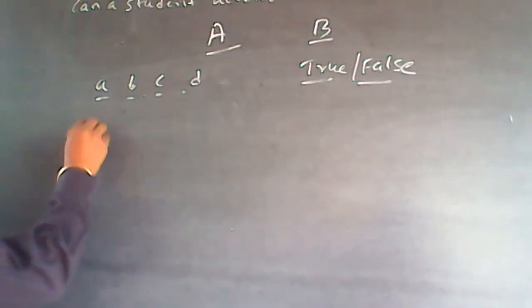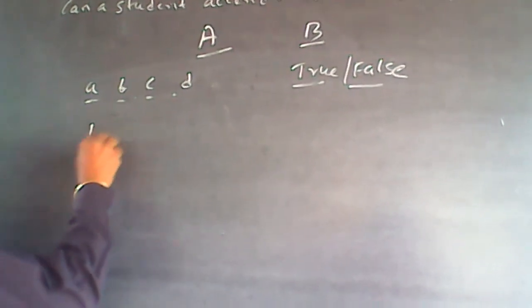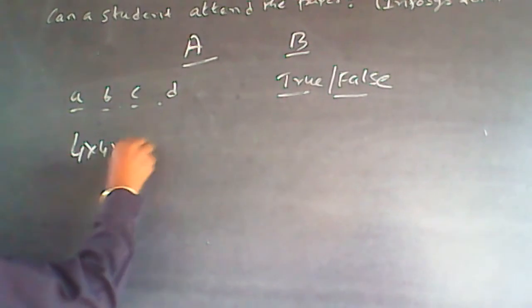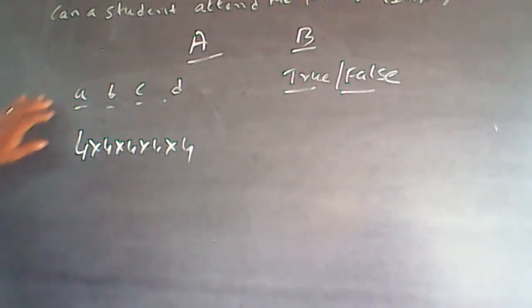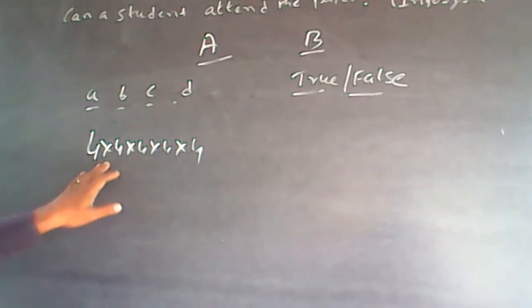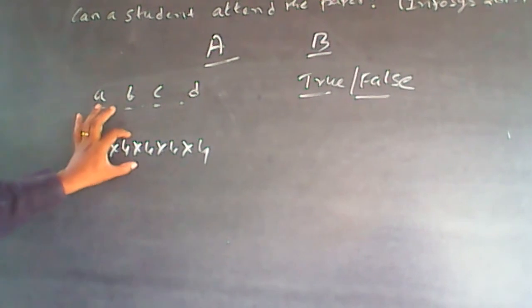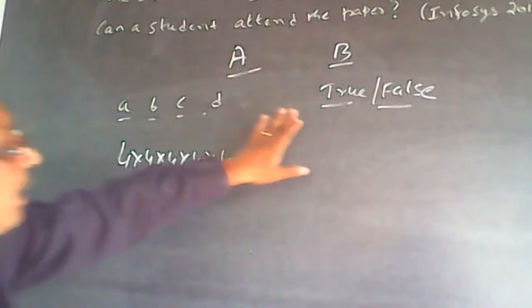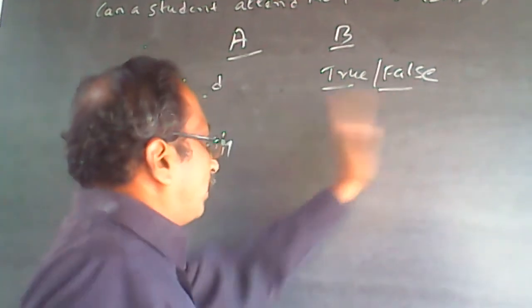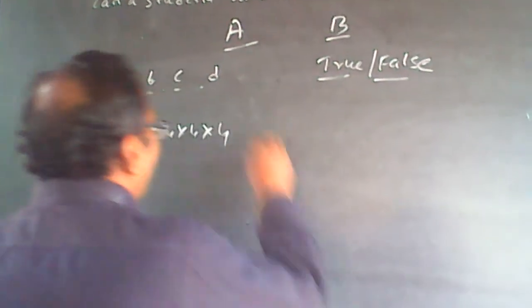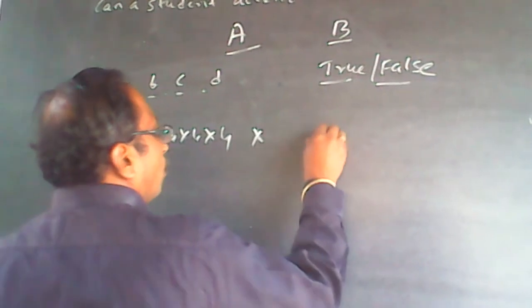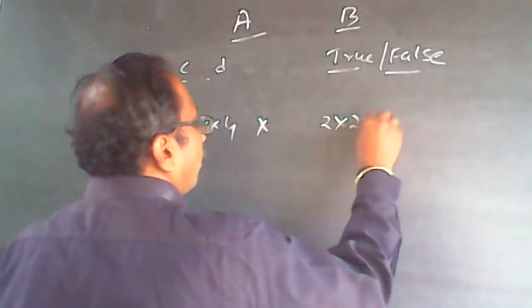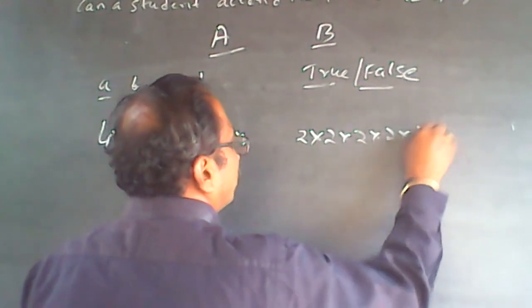So it is nothing but, for each question I have 4 options. Because there are 5 questions there, it will be 4 into 4 into 4 into 4 into 4. Any one of these options can be chosen for any of these questions. So there will be 4 options here, 4 options here, 4 options here, 4 options here, and 4 options here. Similarly, it will be true or false, 2 into 2 into 2 into 2 into 2.